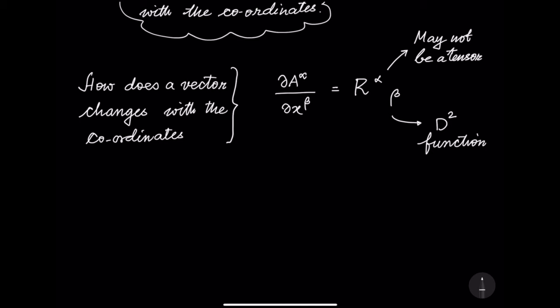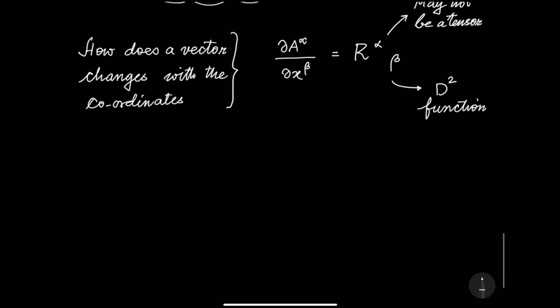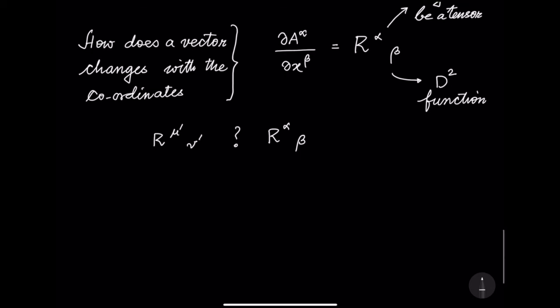Okay, so let's ask the question, how will this thing transform? We would like to figure out what our R mu prime nu prime is in terms of our alpha beta. How do I do that? Well, first I start with R mu prime nu prime, which is nothing but del A mu prime over del x nu prime.